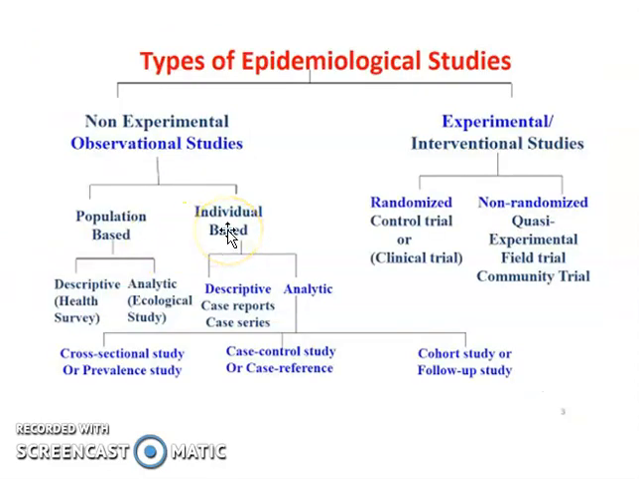So we are going to see the types of epidemiological study. We have non-experimental, that is observational study, which includes population based and individual based. In population based we have descriptive and analytical, and in individual based descriptive comes the case report and case series, and in analytical we have 3 types: cross-sectional, which is known as prevalence study, case control study or case reference study, and cohort or follow-up study. Whereas in experimental study, which is interventional study, we have 2 main types: randomized control trial, or we can say clinical trial, and non-randomized, which is known as quasi-experimental, field trial or community trial.